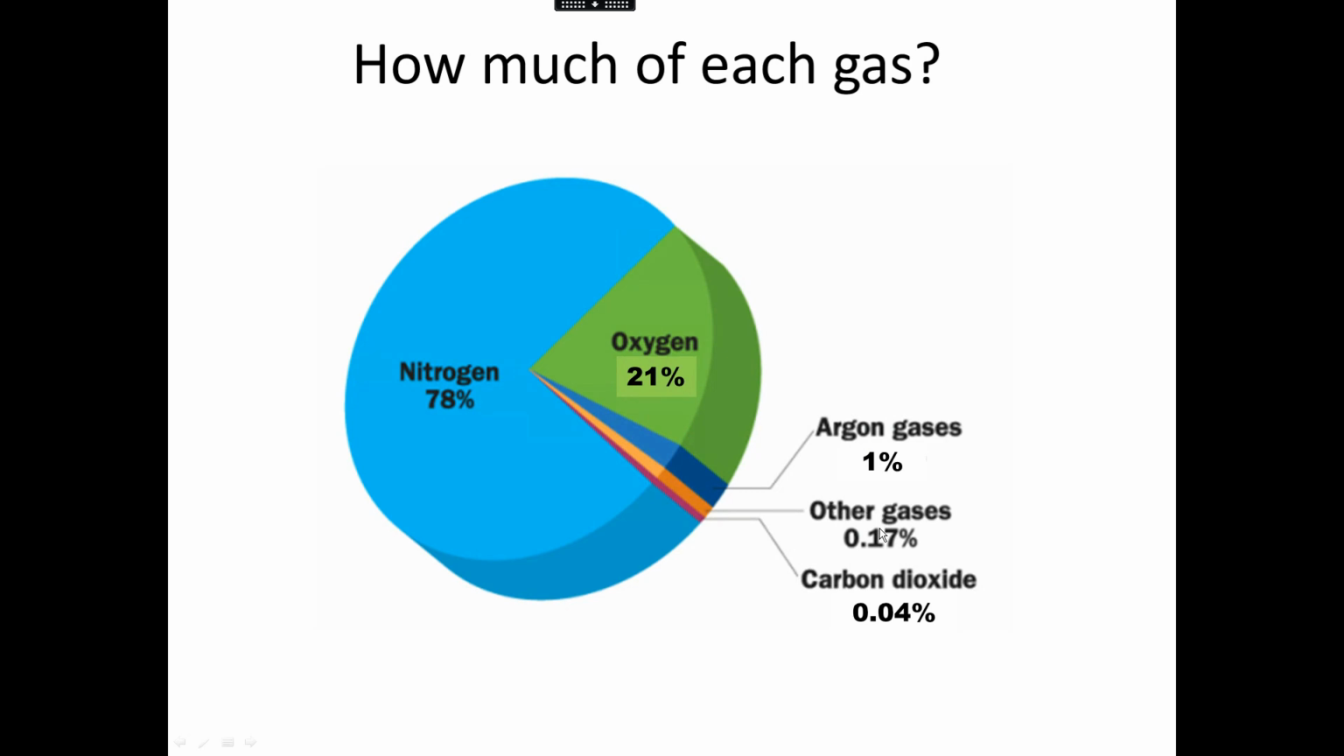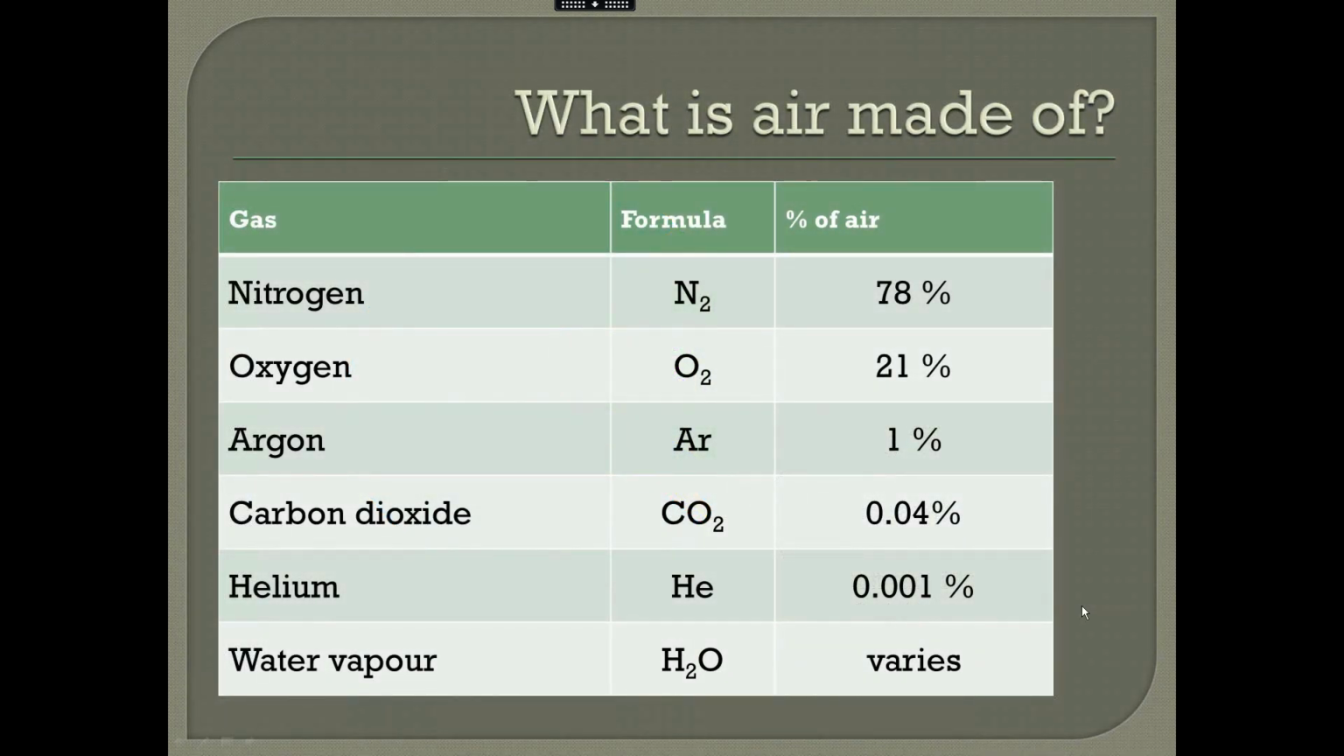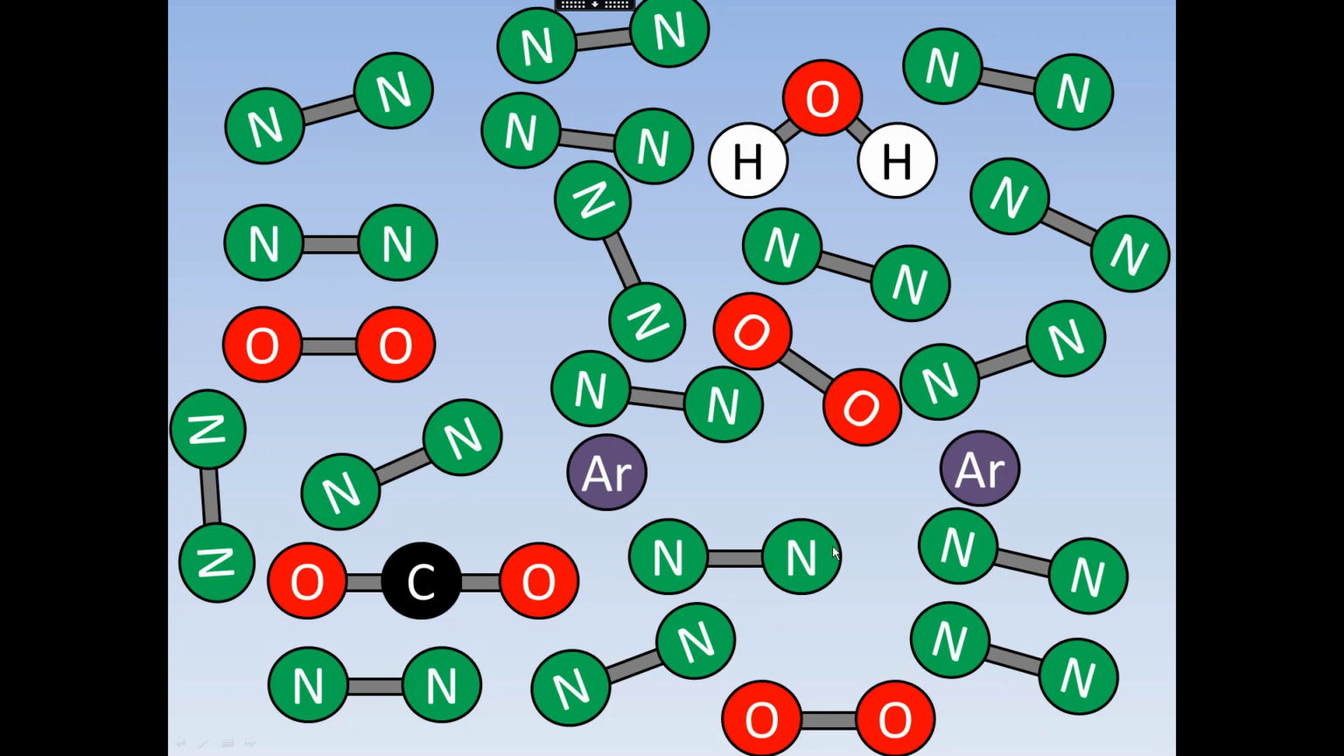There are other gases in air, and carbon dioxide makes up 0.04% of air. We'll talk more about carbon dioxide later in the topic when we look at global warming and climate change and burning fuels. So nitrogen has the formula N2, 78% of air. Oxygen, O2, 21% of air. Argon has the formula Ar, 1%. Carbon dioxide, CO2, 0.04%. Now here's a visual representation of the molecules in air.